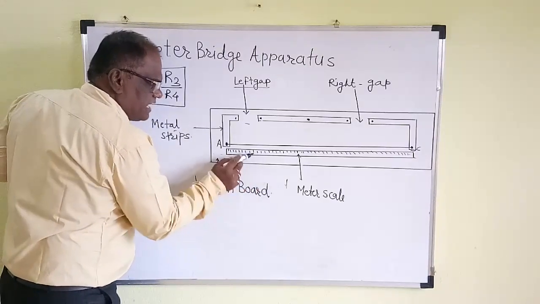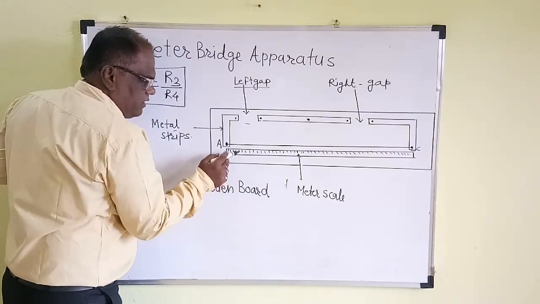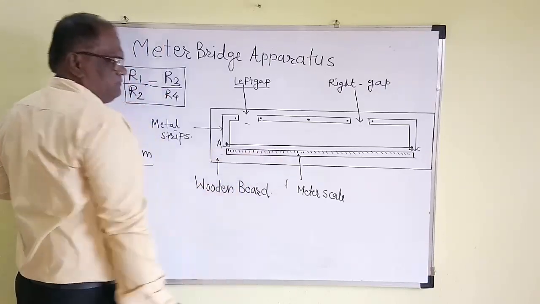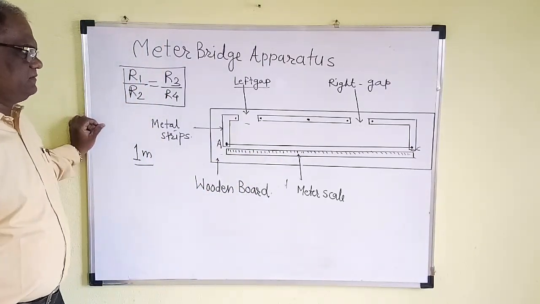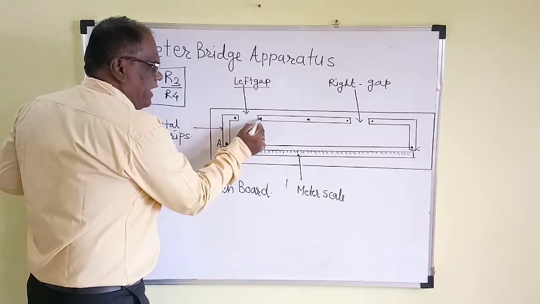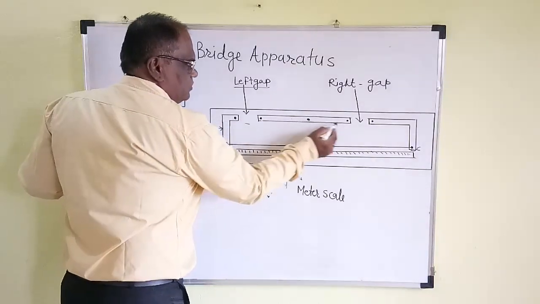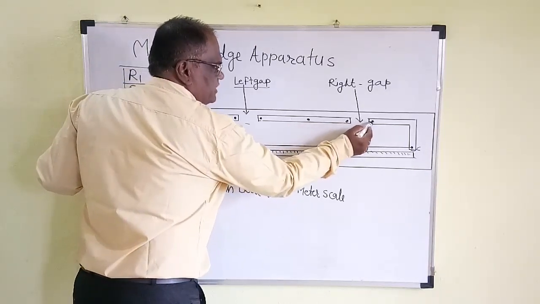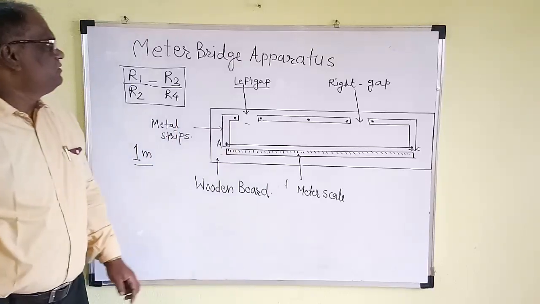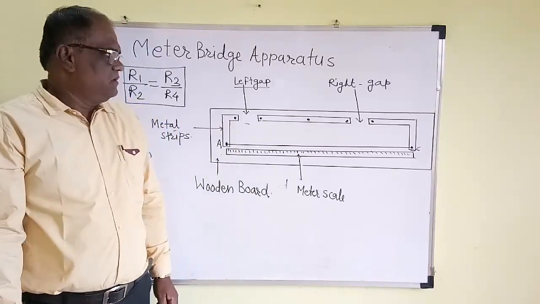This is the meter scale. With the help of the meter scale, we can measure the balancing length. Here, screws are provided for the external connection. This is the construction of the meter bridge apparatus.